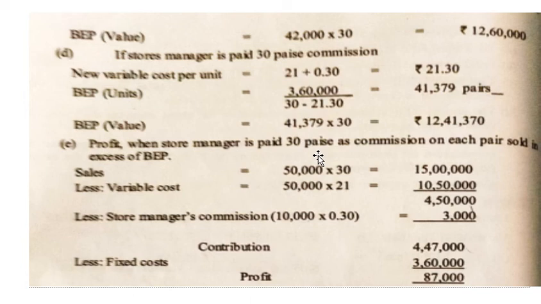So currently, what is the sales you are making in this situation? 50,000. So 50,000 minus 40,000 from the original break-even point, we will be getting 10,000. On this the commission will be charged, which is 30 paise, so we will be getting 3,000. So 4,50,000 minus the store manager's commission of 3,000 will give you a contribution of 4,47,000. With this you will minus your fixed cost, which is 3,60,000, where you will be getting a profit of 87,000. So if your sales units is 50,000 and commission is paid on the excess units which you have sold, then you will be getting a profit of 87,000.